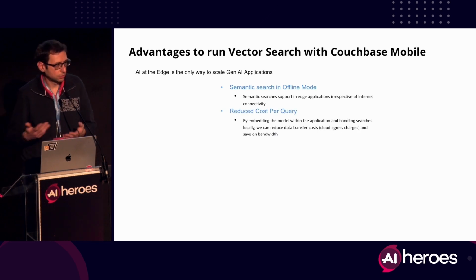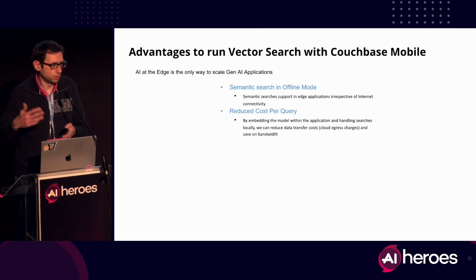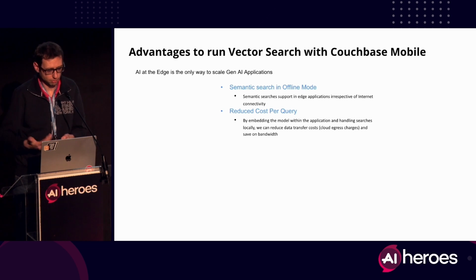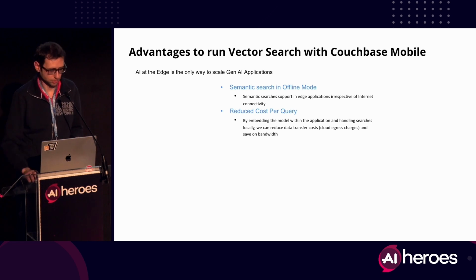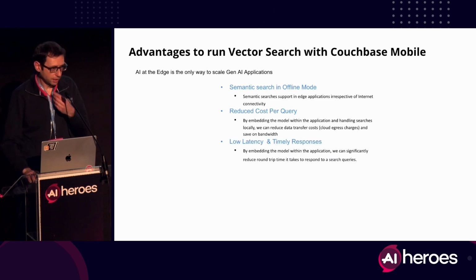Also, it's a matter of cost, because clearly if you use a proprietary model, they cost, or you are billed for each call. But also it's a matter of bandwidth consumption, because every time you want to call an embedding model in the cloud, there is also a cost in terms of networking. And clearly this improves latency because it's running directly in your application.